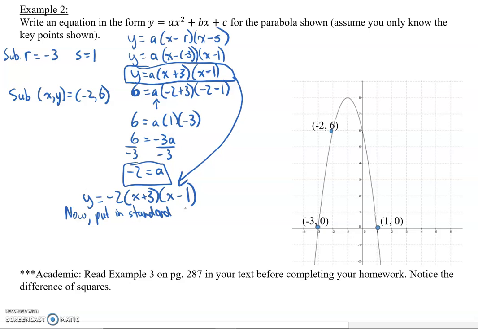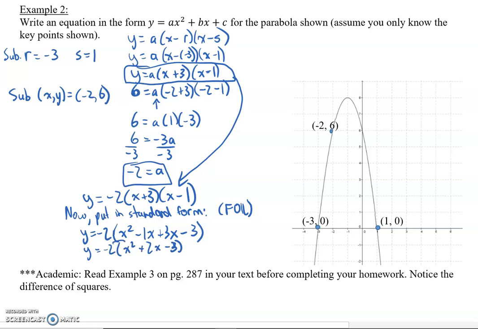To put that in standard form, we just go ahead and FOIL that out. First, outside, inside, last. So -2, we're going to keep out in front. x times x is x squared. Outside is x times -1, which is -1x. Inside is 3 times x, which is positive 3x. And last is positive 3 times -1, which is -3. Now we combine those inside terms and get -2 times (x squared plus 2x minus 3).